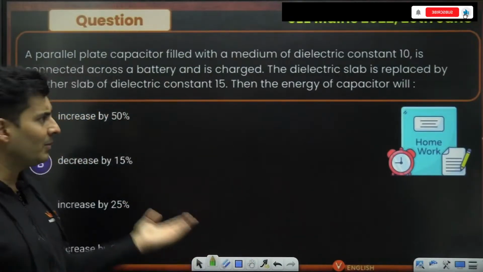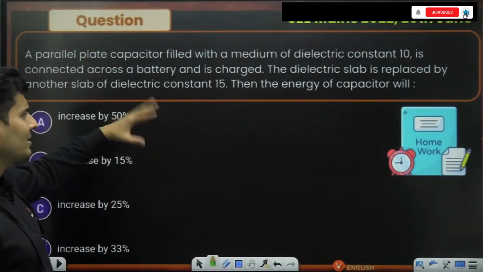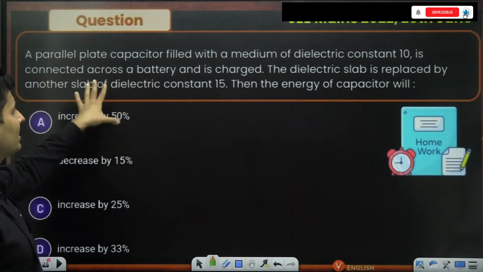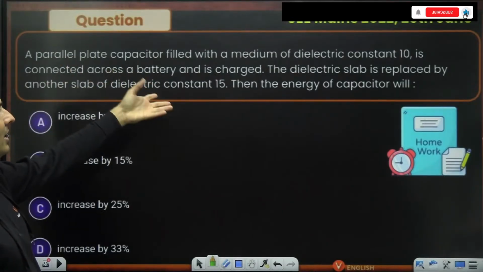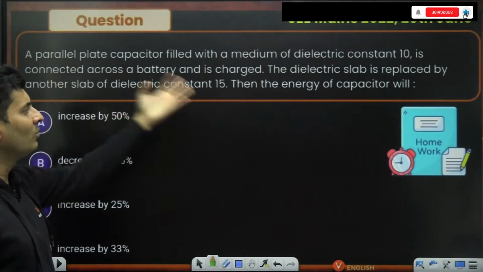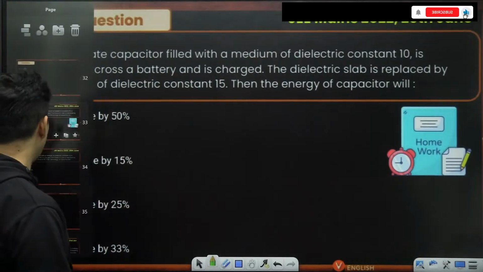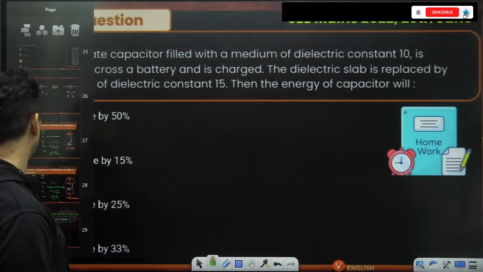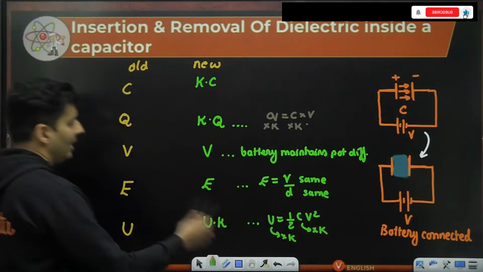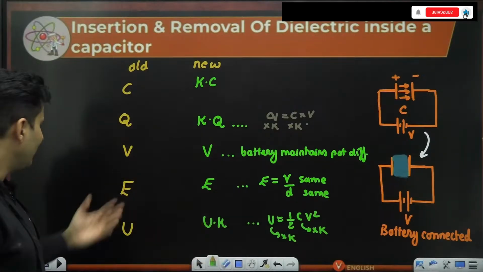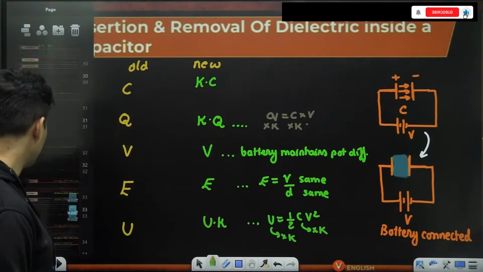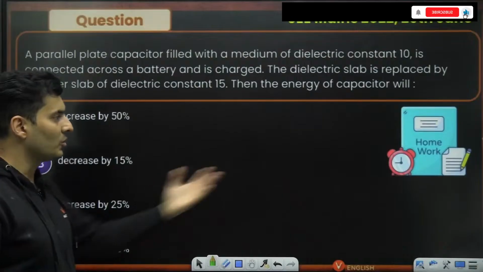The previous year paper question is a beautiful question on a similar concept. You have some medium, and a battery is connected across it. If you put in a slab, what will be the new energy? If you have paid careful attention to what happens when the battery is connected and what happens to the energy, I think if you understood it here, 100% you will be able to solve this question also.